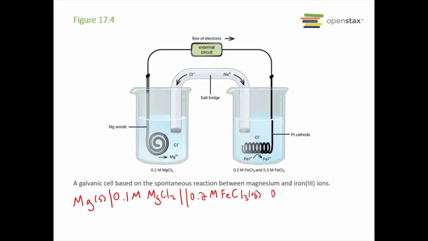Sorry, there's no boundary here. We put a comma because these are in the same phase. So it's not a boundary because they're both aqueous. 0.3 molar iron 2 chloride. And then we have a boundary for the platinum electrode or cathode. So there's the cell notation for this circuit.